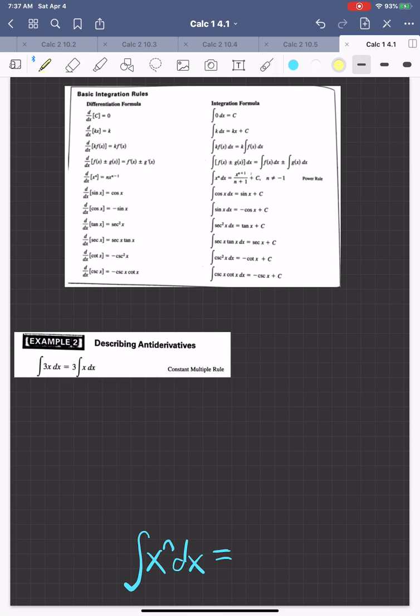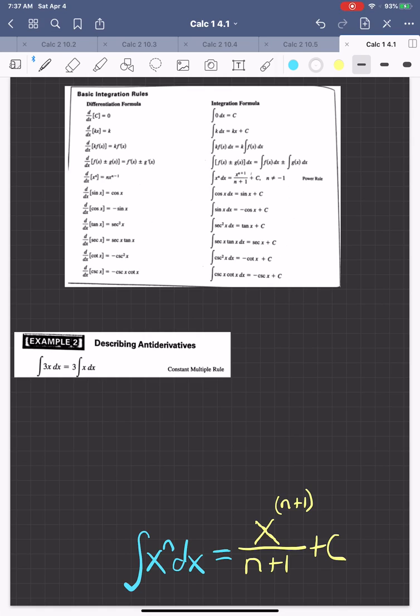So this is going to be x to the power of now plus 1, so n plus 1, over n plus 1. Now that over n plus 1 will become apparent in just a second. Plus c. Do not forget plus c, even if I forget plus c. Don't do it. I'll have to take off points.